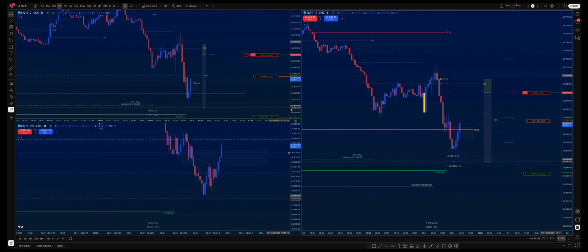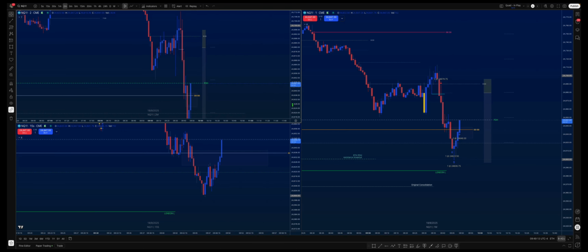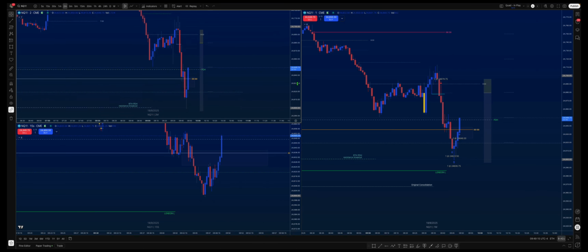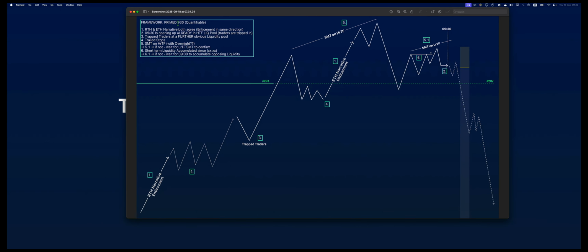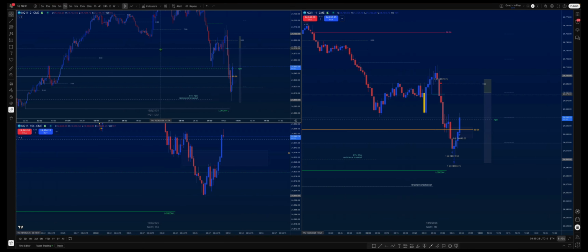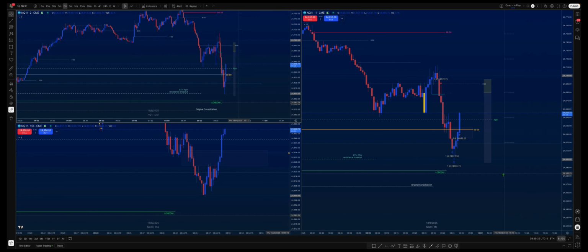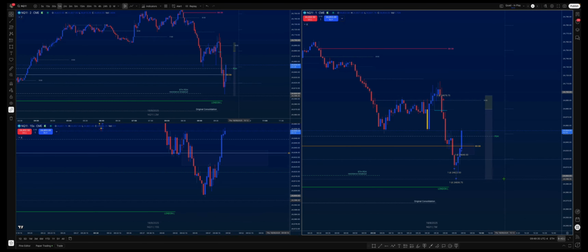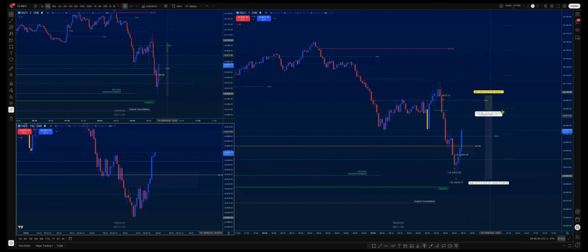So now we can watch the 2-minute chart and just see, does it tap that high or not? And it does. So there you go. That's the, what did I call it? The Primes 930, quantifiable. That is essentially exactly the same as what you see right here. So yeah, if I was trading this on a prop account, that would be me done for the day.